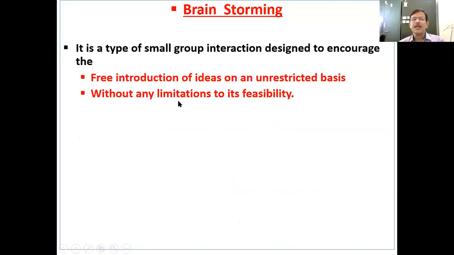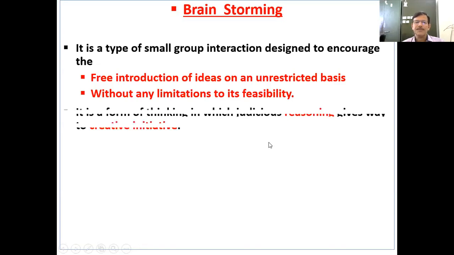Brainstorming is a type of small group interaction designed to encourage the free introduction of ideas on an unrestricted basis and without any limitations on feasibility. So in the first step, whatever idea or solution comes to your mind, you go on giving, with no restrictions. That's why we call it an unrestricted basis. Whether it is feasible or not, you don't think in the first instance. Later on, you will do that exercise.